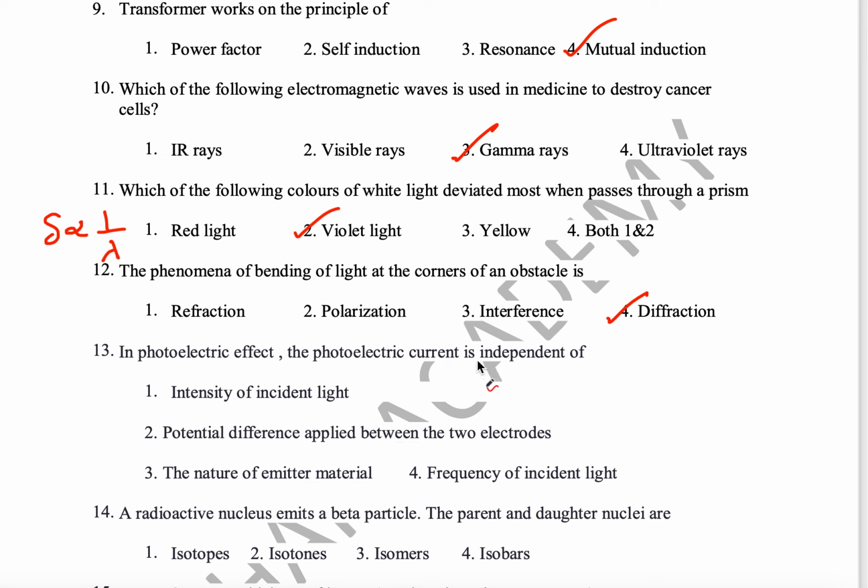In the photoelectric effect, photoelectric current is independent of what? If intensity increases, then photoelectric current also increases, we said that. So photoelectric current depends on the intensity, the potential difference, and the nature of the material. But here they are asking, the photoelectric current is independent of the frequency of incident light.